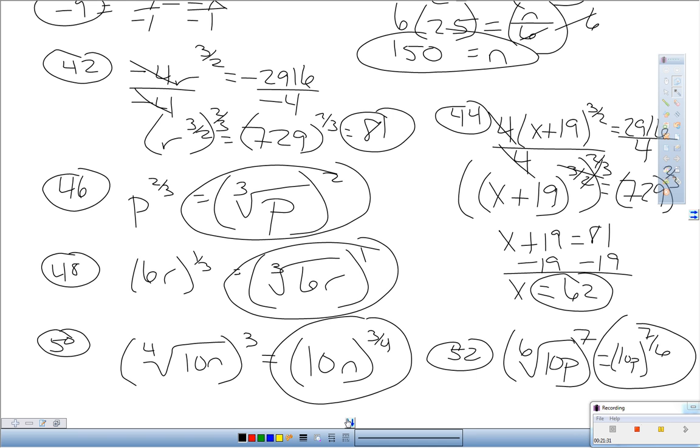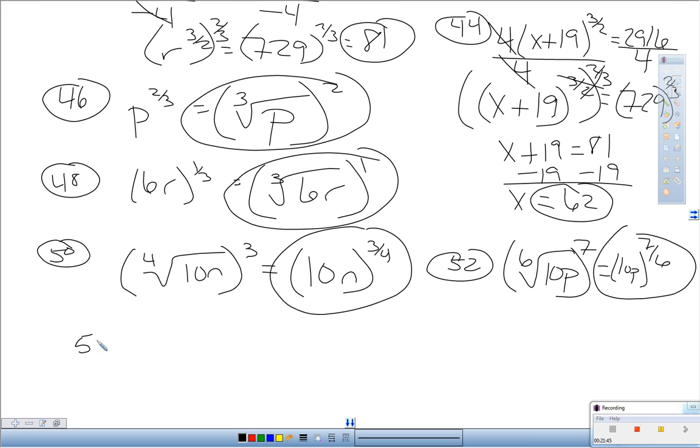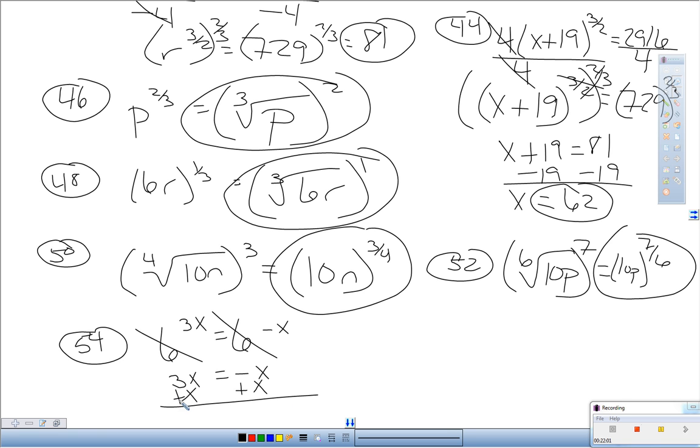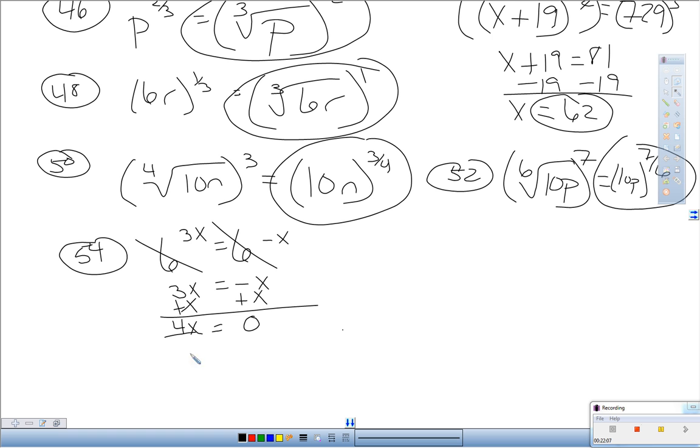All right, let's arrow down. Let's go on down to 54. For 54, you've got 6 to the 3x equals 6 to the negative x. Notice the bases are the same, so the 6's are going to cross out. So that'll leave me 3x equals negative x. Then just go ahead and add x to both sides. Well, 3x plus x is going to be 4x equals 0, and then just divide by 4, and that gives my answer of x is equal to 0.